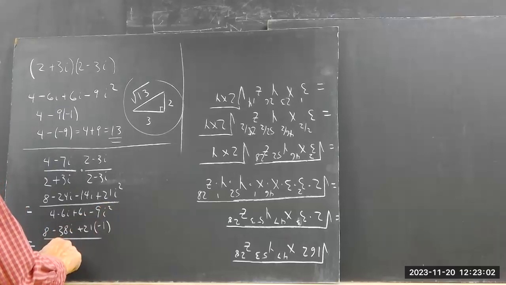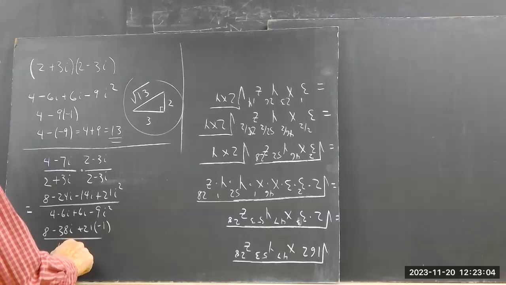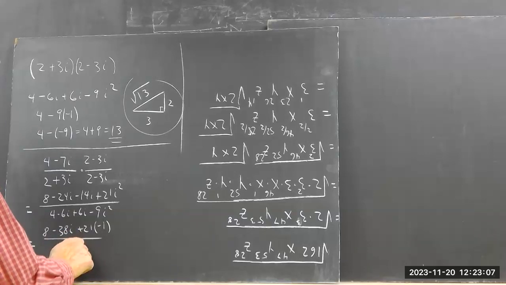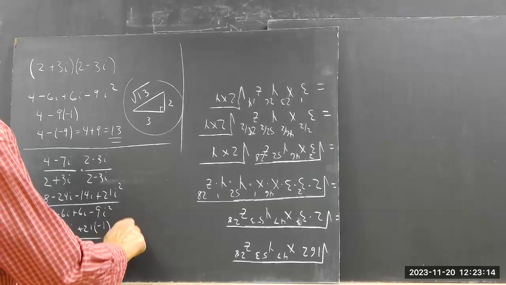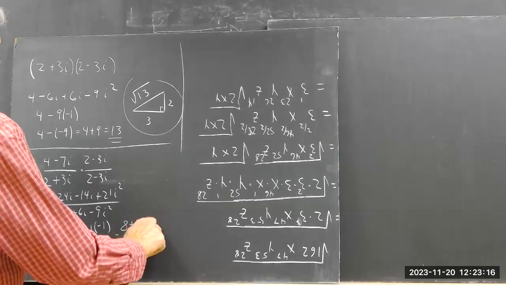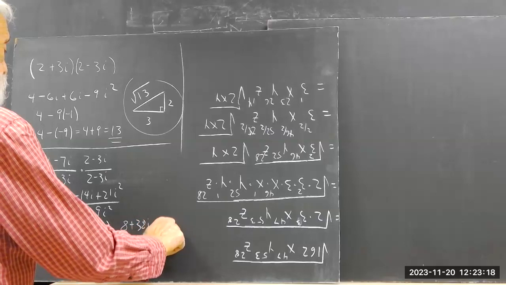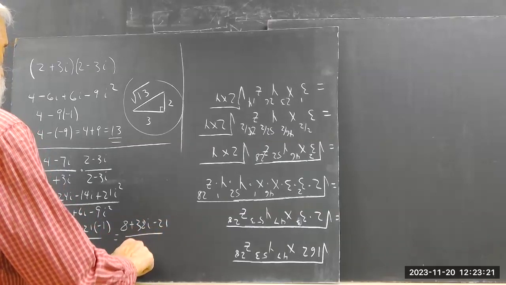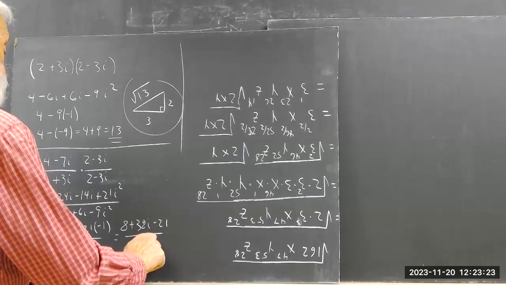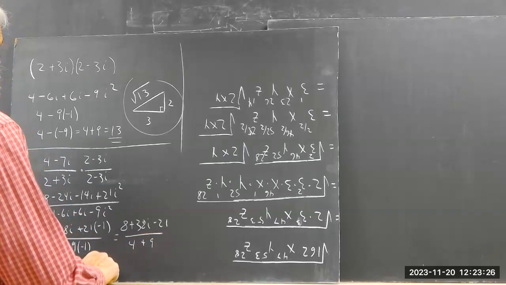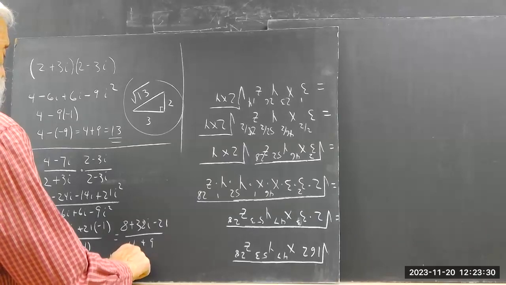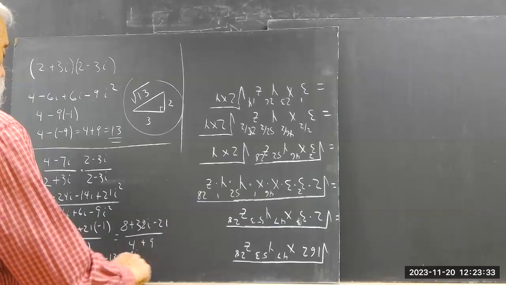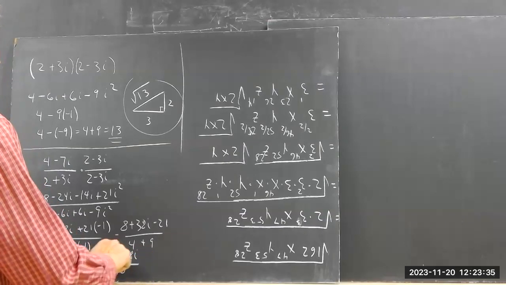And 4 minus 9 times negative 1. Well, that's going to be 8 minus 38i minus 21 over 4 plus 9, which ends up being negative 13 minus 38i over 13.